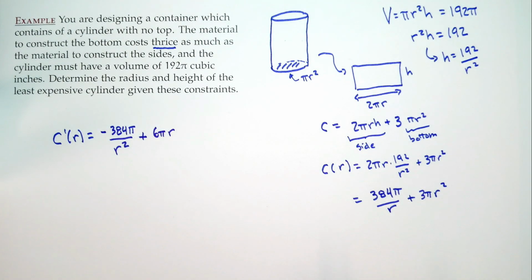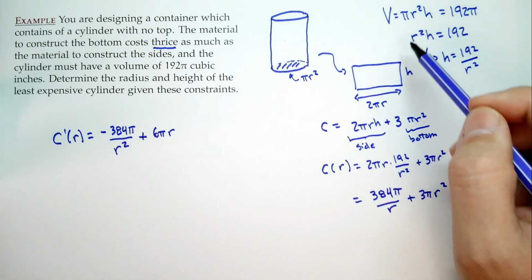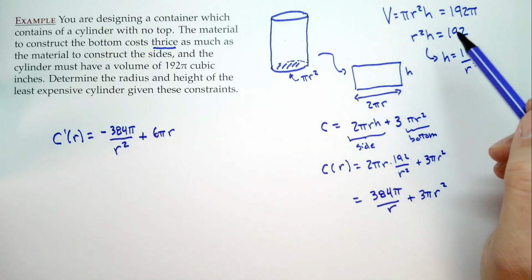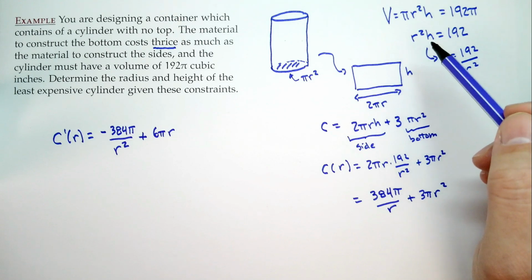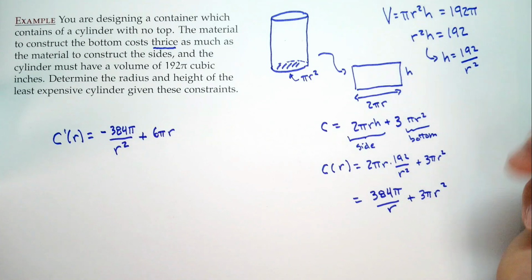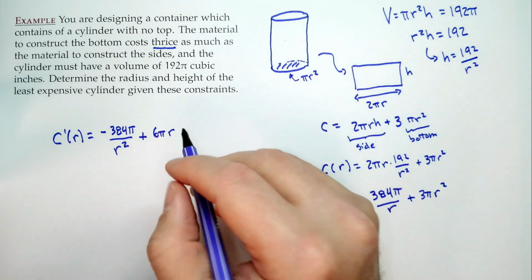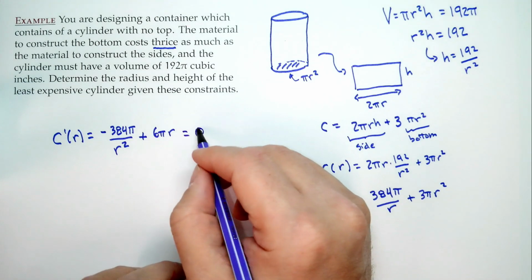And we're looking for the critical points. Well, what are the critical points? One could be r equals 0, but obviously if r equals 0, that's not going to work, because then our volume would be 0. r could be infinity, then our height would be 0, but that would be a really expensive thing, so it's not going to be that. So we're really looking for where we have our derivative equal to 0.